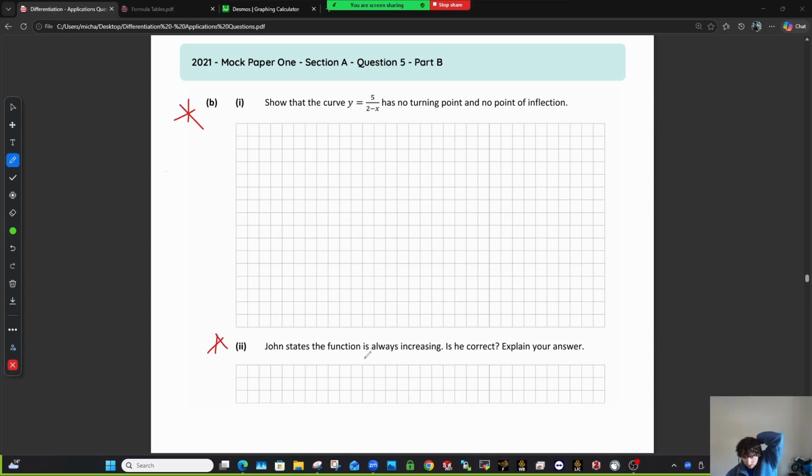John states that the function is always increasing. Is John correct? If functions are increasing, their derivative dy/dx, or f'(x) in the old form, is always greater than 0. If dy/dx is greater than 0, y is increasing. So we have to get dy/dx here and show that it's always increasing. We worked out dy/dx a second ago. I rubbed it off, but I think I can remember it. I think it was something like +5 over (2 minus x) squared.